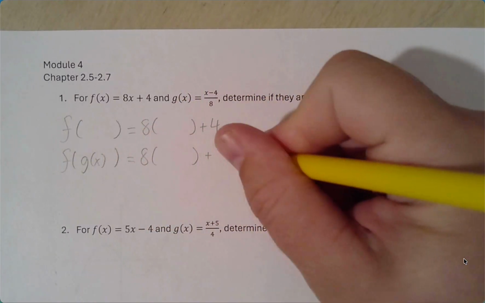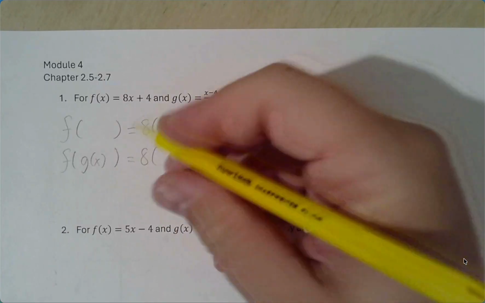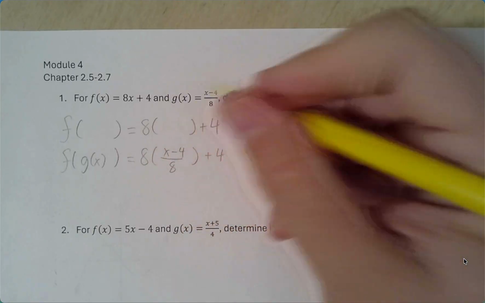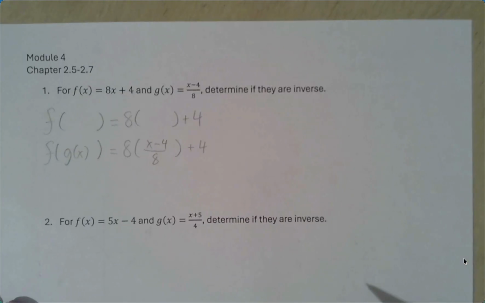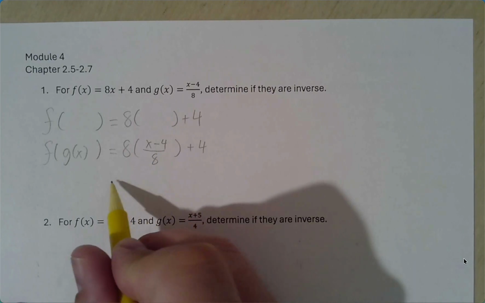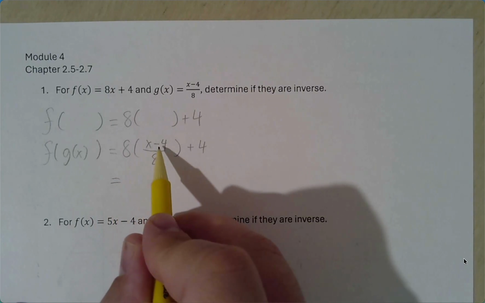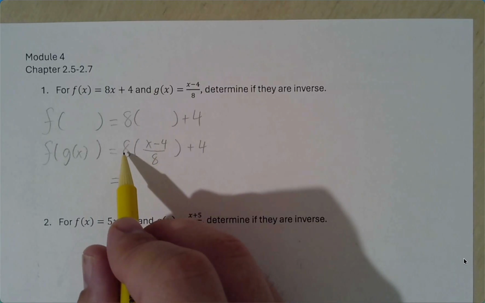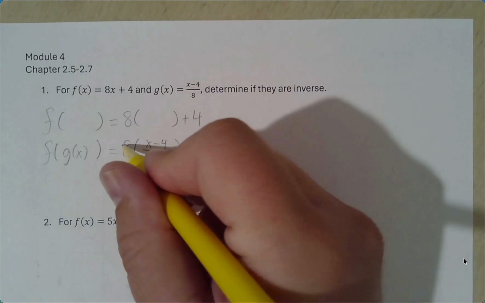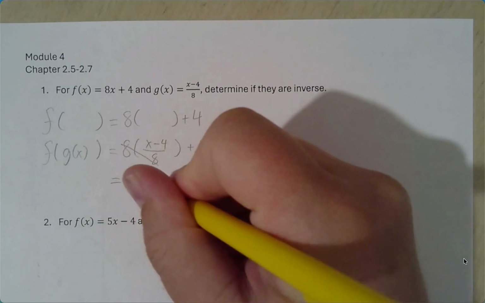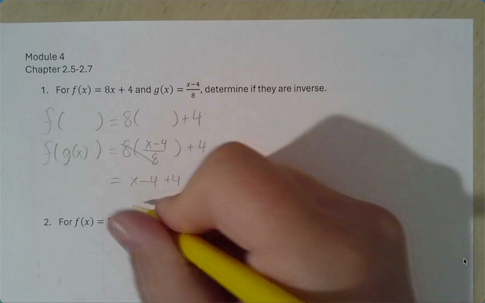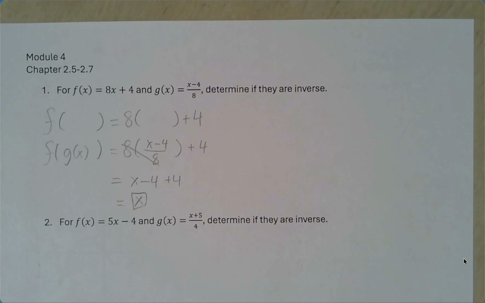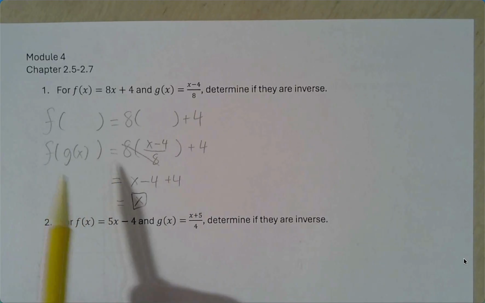Now g of x is on the left, but on the right, it's this actual algebra. Now this is where you need to be careful, but watch this. If all of x minus 4 is being divided by 8, and then I'm going to take that result and multiply it by 8, then guess what? These two cancel, and this is x minus 4 plus 4, and guess what? That's just x.